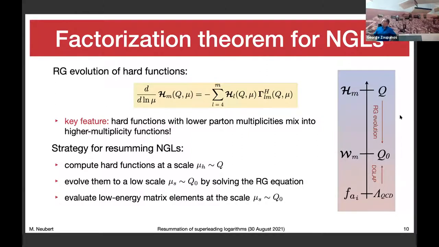The strategy for resumming these non-global logs at hadron colliders is to compute these hard functions at the hard scale of order Q, the center of mass energy, evolve them down to a low scale of order Q0 by solving this equation, and then compute the low energy matrix elements at that low scale. And here, of course, we're at the LHC, so there will also be parton distribution functions which we have to evolve to the same scale. And that's just the DGLAP evolution.